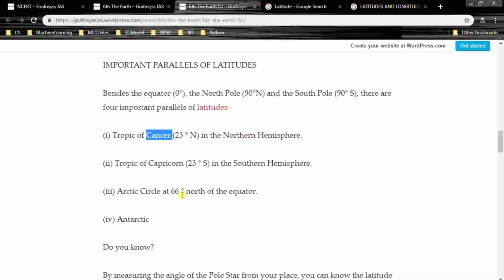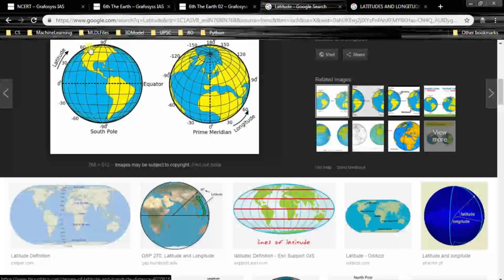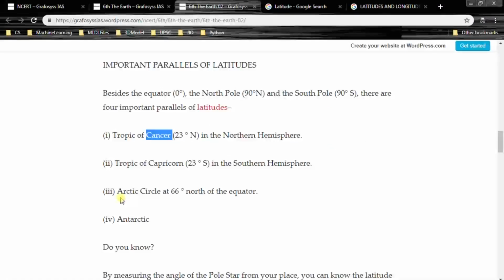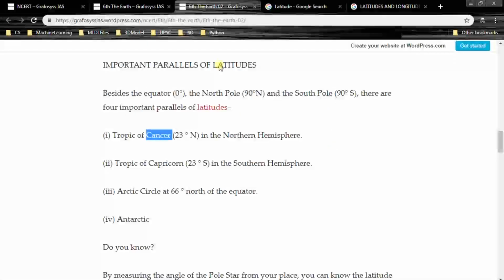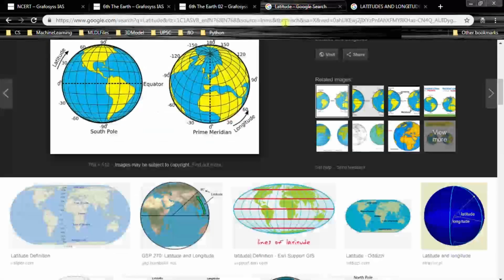Arctic Circle at 66 degree. Arctic Circle somewhere lies here, 66 degree. And Antarctic lies at the southern hemisphere. So these 4 points have to be remembered. Tropic of Cancer, it's in the northern hemisphere. Tropic of Capricorn at 23 degree southern hemisphere.